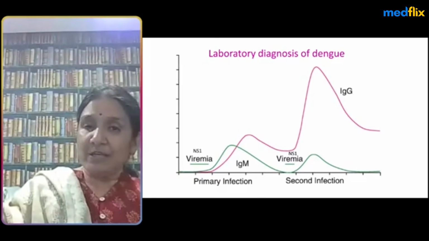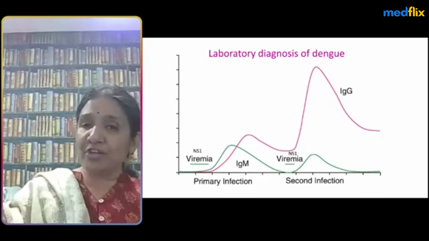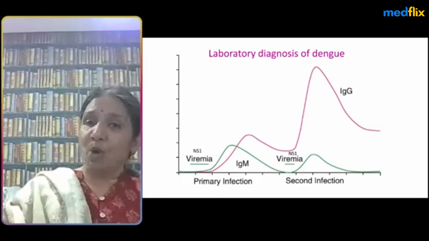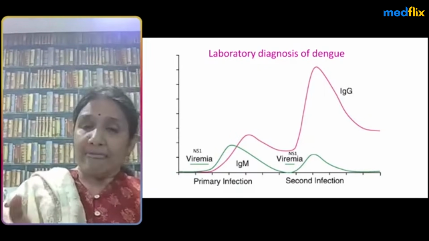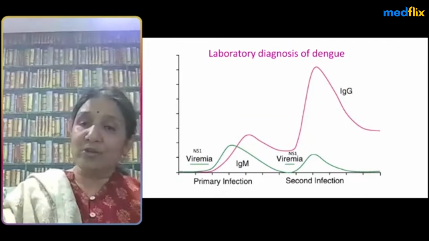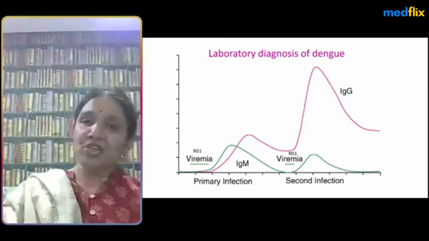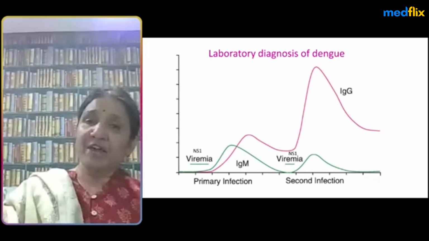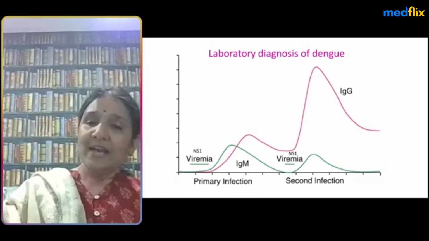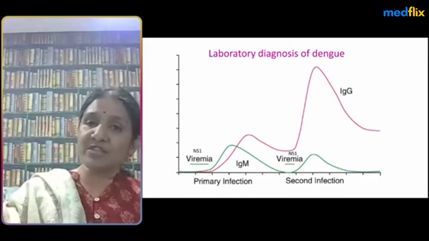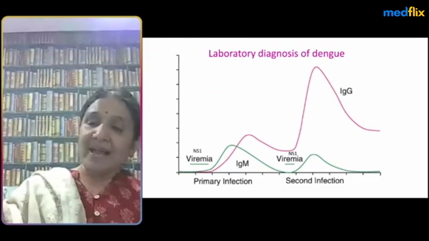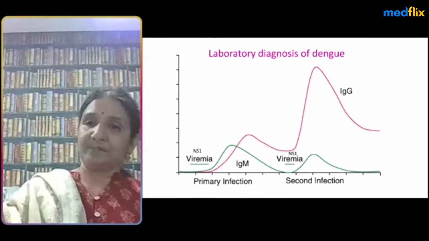You can see that the viremia is for a shorter time, and the NS1 also remains detectable for a shorter time. The IgM response is blunted, and the IgG response is very strong. The IgG antibodies are very strong. So this graph tells you that for dengue diagnosis, all three are very important: the NS1, the IgM, and IgG. All three are very important, because in secondary dengue, you have a small NS1 response, a small IgM response, and a very good IgG response.